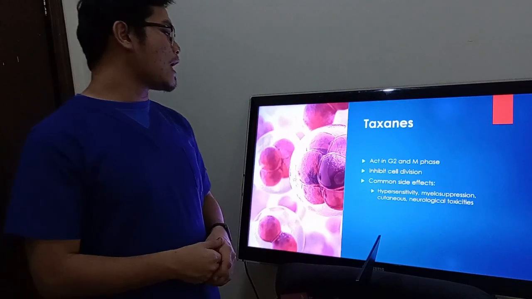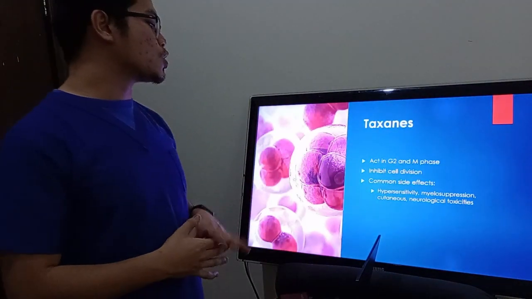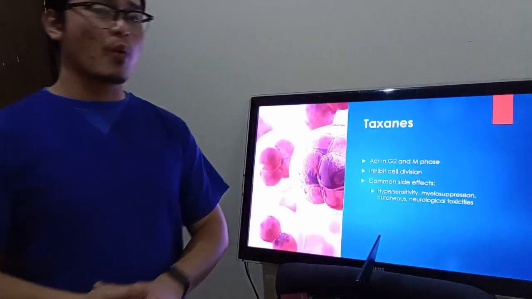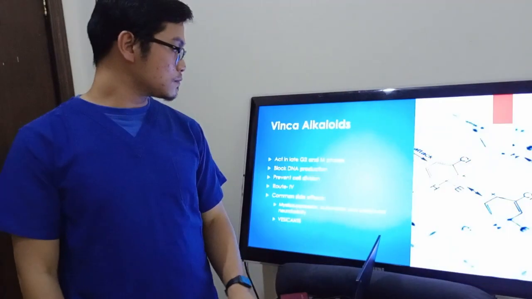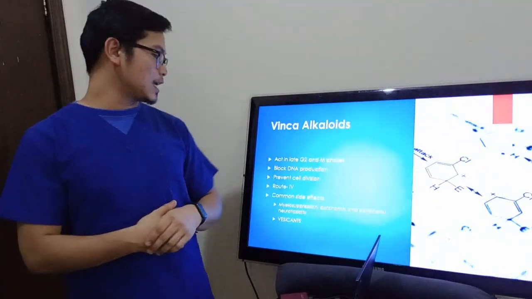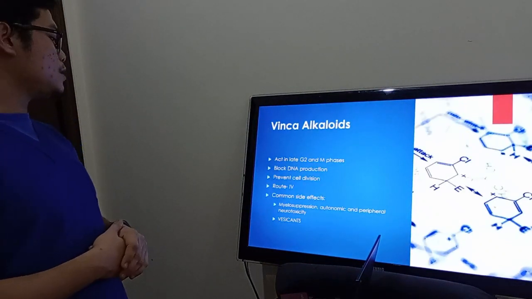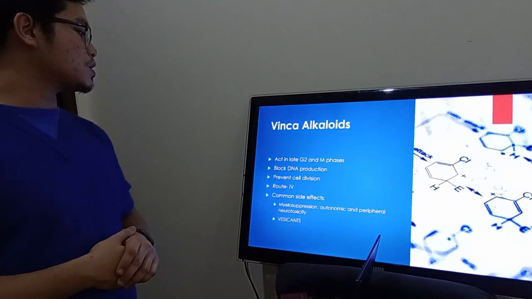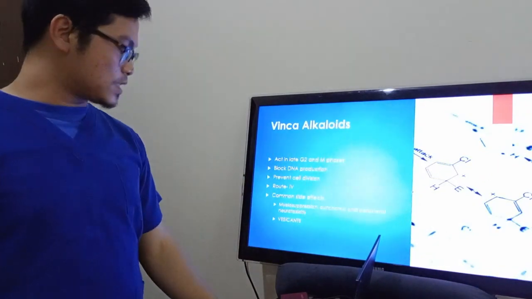So the taxanes act in the G2 and M phase of the cell cycle and inhibit cell division. Common side effects are hypersensitivity, myelosuppression, and neurological toxicity. The vinca alkaloids act in late G2 and M phase of the cell cycle. They block DNA production and prevent cell division, and the route is intravenous. Common side effects are myelosuppression, autonomic and peripheral neurotoxicity, and they are also known as vesicants.